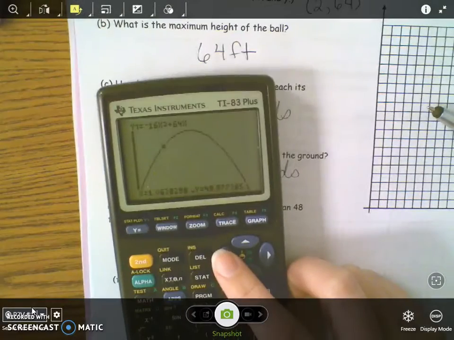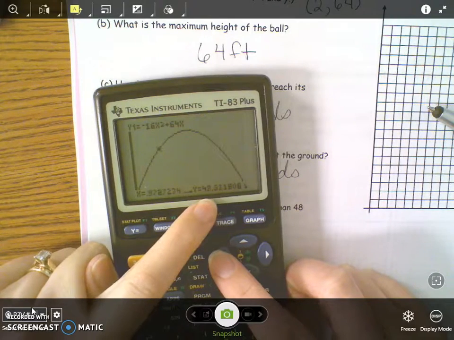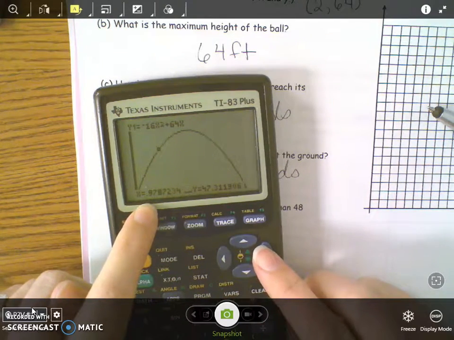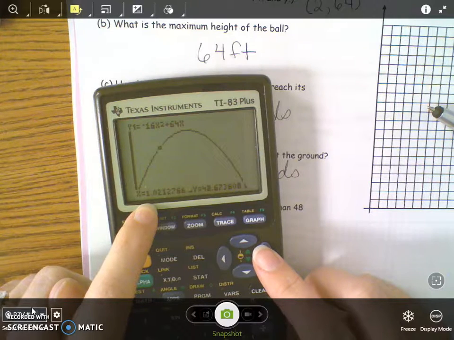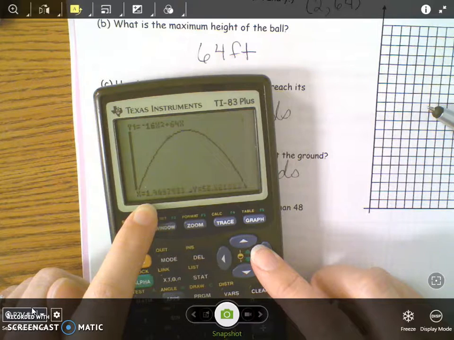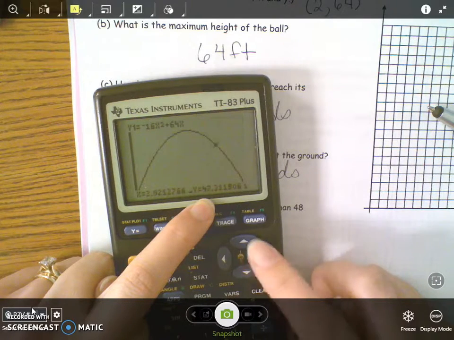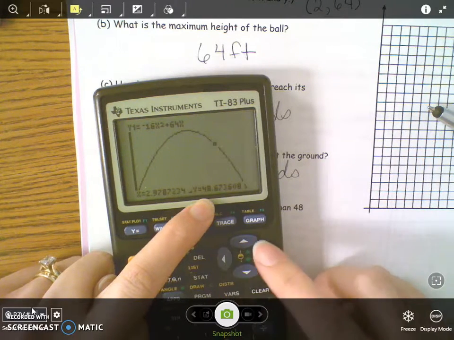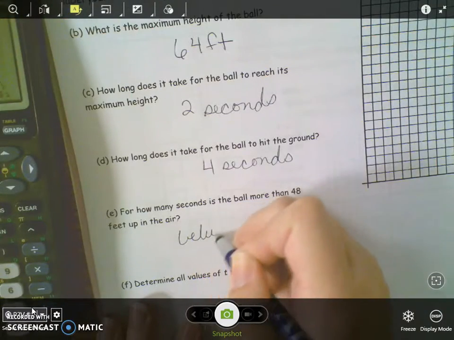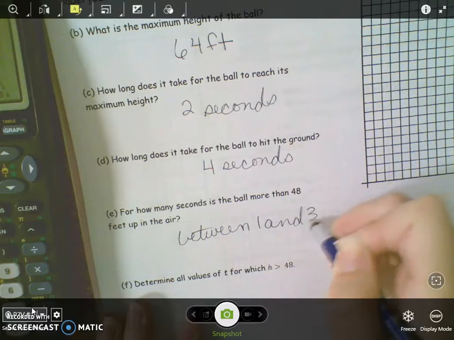So I'm just pushing my arrows here. So you can see my y is getting close to 48. It just went below. My x, 0.97, 1.02. It looks like it's close to 1. And then I can go over here and I can do the same thing, looking at my y, seeing where it's 48. Okay, so it's close to 3 on this side. So I'm going to say between 1 and 3 seconds.